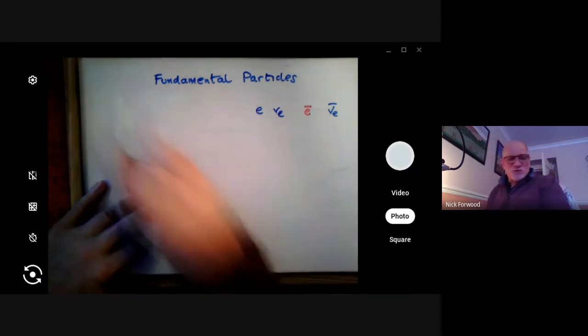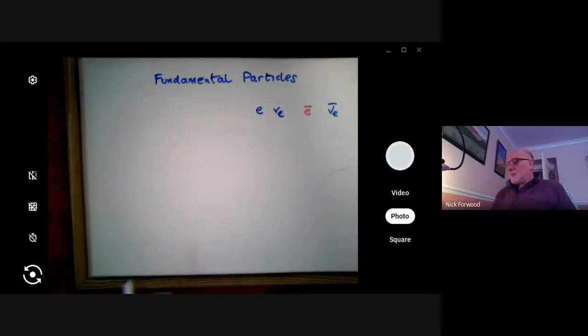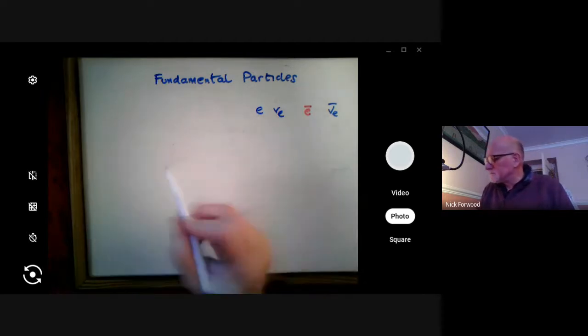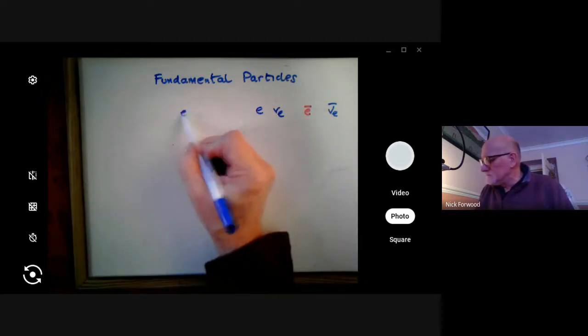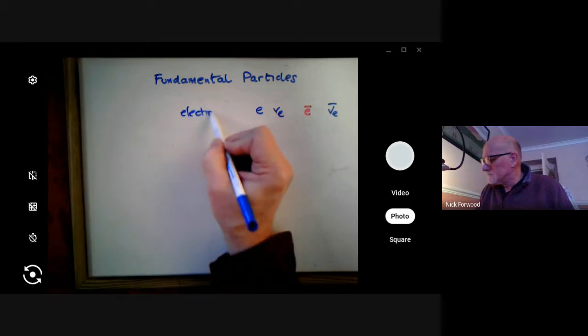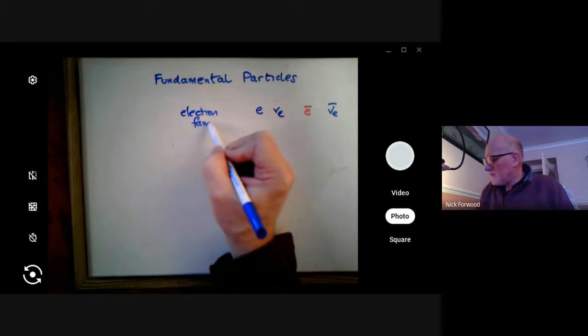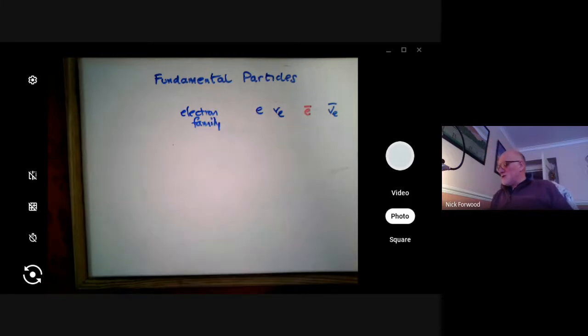So natural particle colliders would be these cosmic ray collisions in the upper atmosphere, or down here on Earth, we can actually build particle colliders, and we'll be doing a whole section later on particle colliders and trying to get particles at higher and higher energies to collide. So this is the electron family, or the first family, the sort of low energy one.